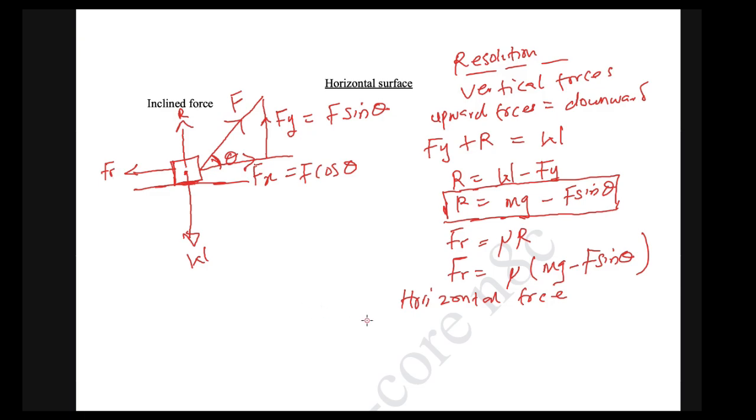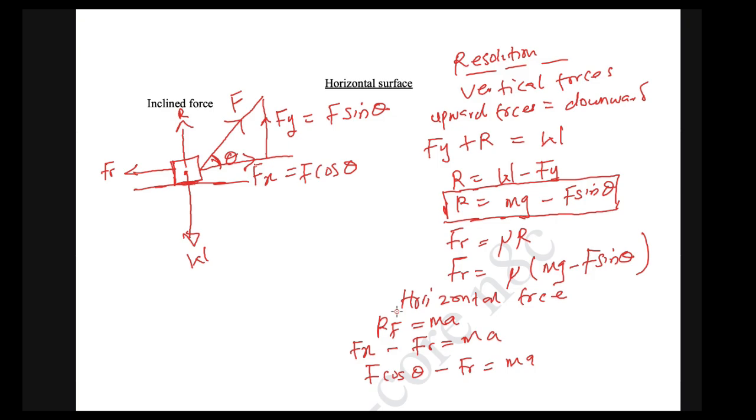And then we said that since they're acting in opposite directions, the resultant is going to equal MA. The resultant force is going to be the difference between the two forces. So we're going to have Fx minus frictional force is equal to MA. So Fx in this case is F cos theta. So we have F cos theta minus frictional force is equal to MA. So this is the resolution for the horizontal force that you should bear in mind. As we move on, you're going to understand better.